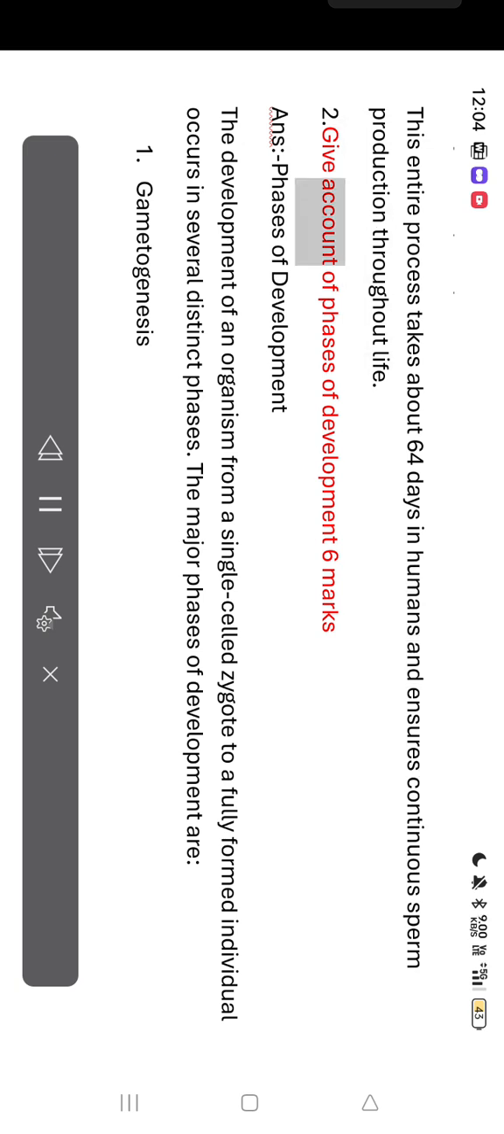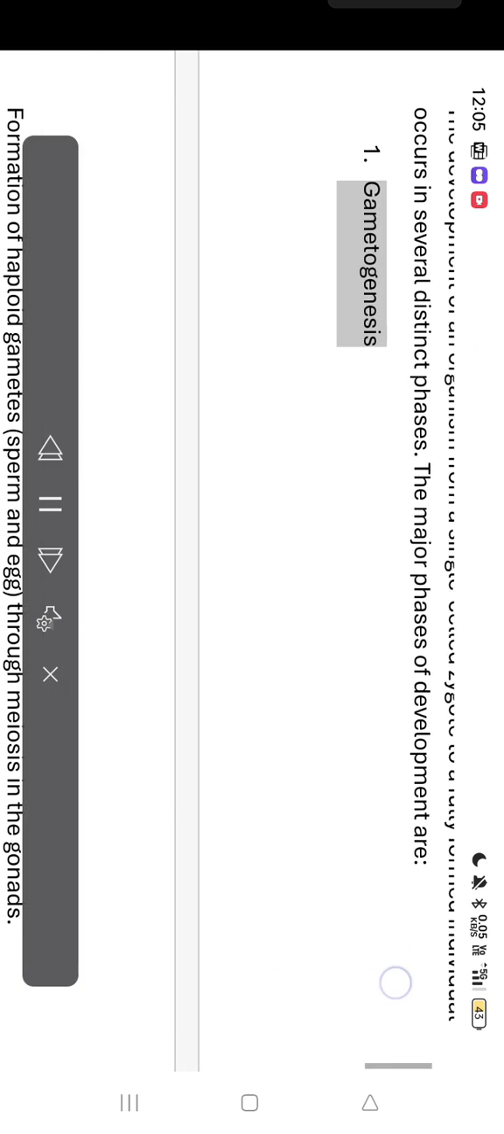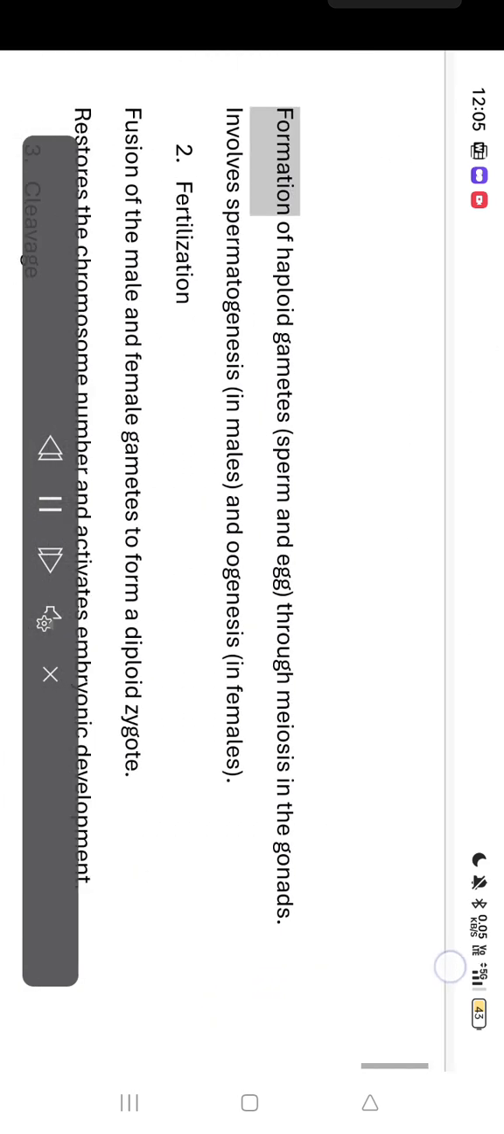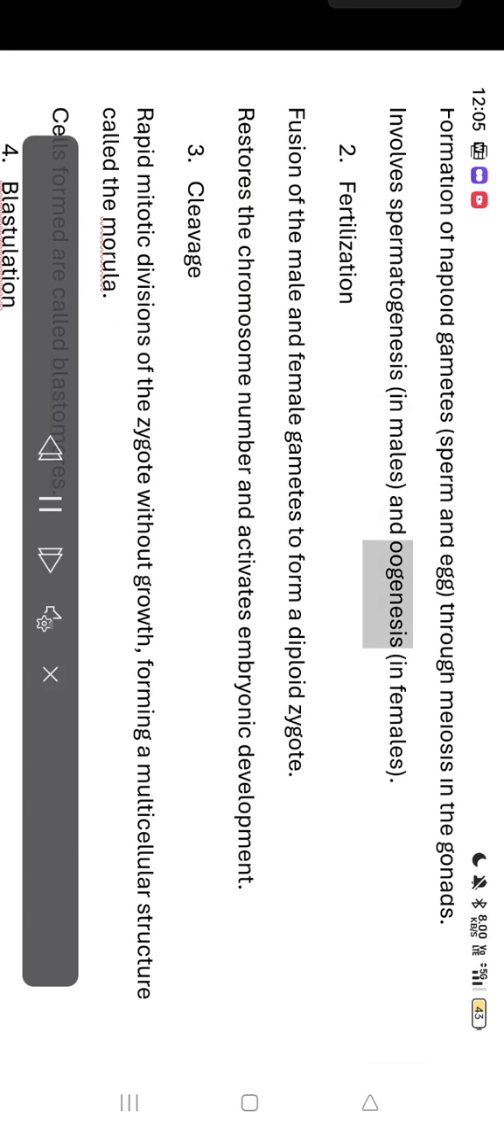2. Give an account of phases of development. 6 marks. Answer. Phases of development. The development of an organism from a single-celled zygote to a fully formed individual occurs in several distinct phases. The major phases of development are: gametogenesis. Formation of haploid gametes, sperm and egg, through meiosis in the gonads. Involves spermatogenesis in males and oogenesis in females.